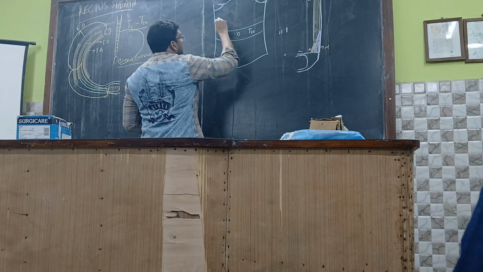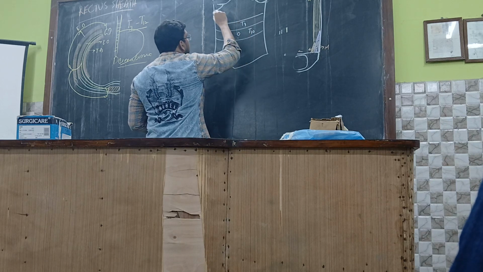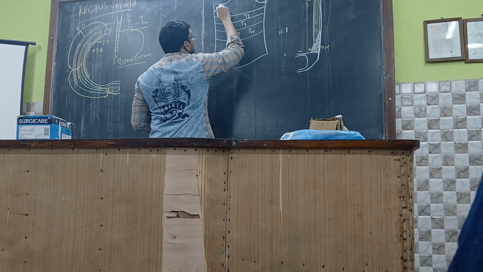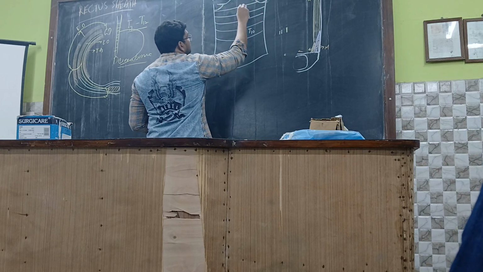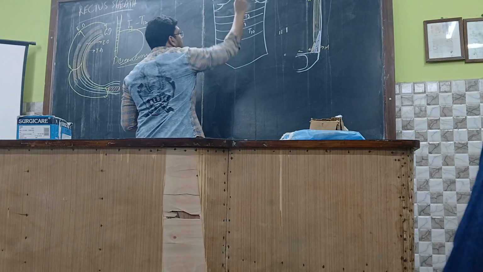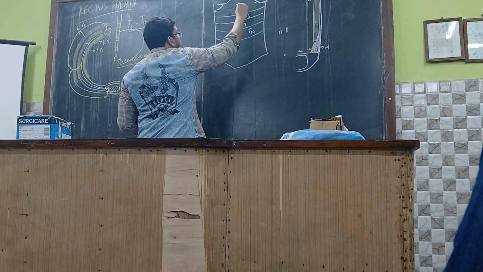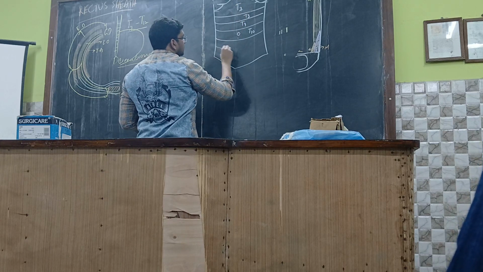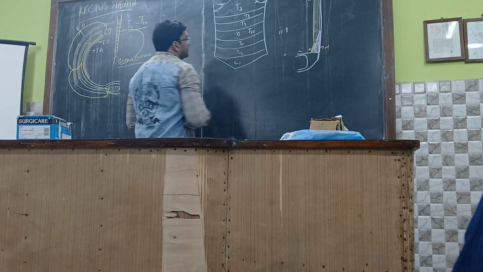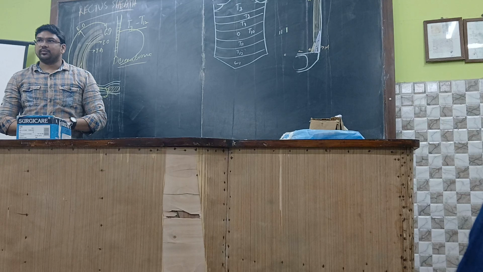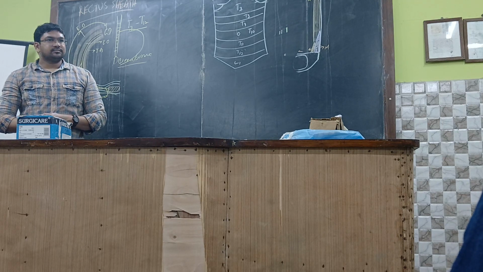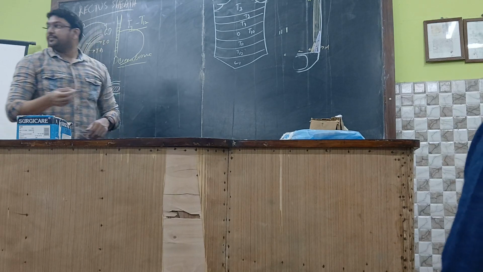Exactly. And followed by 9, 8, T7. And followed by below will be T11, T12 and L1. Okay. So why are these dermatomes needed, for example? What is the need of these dermatomes?